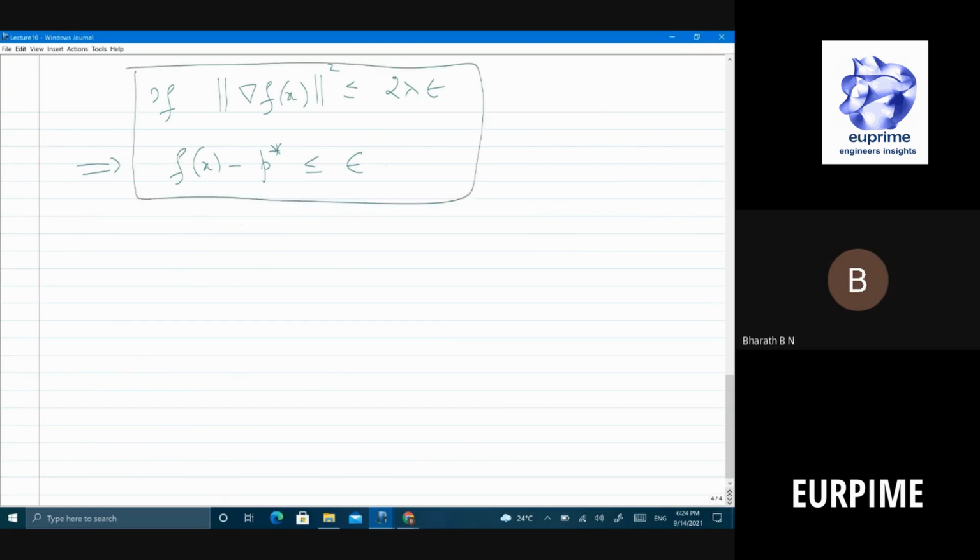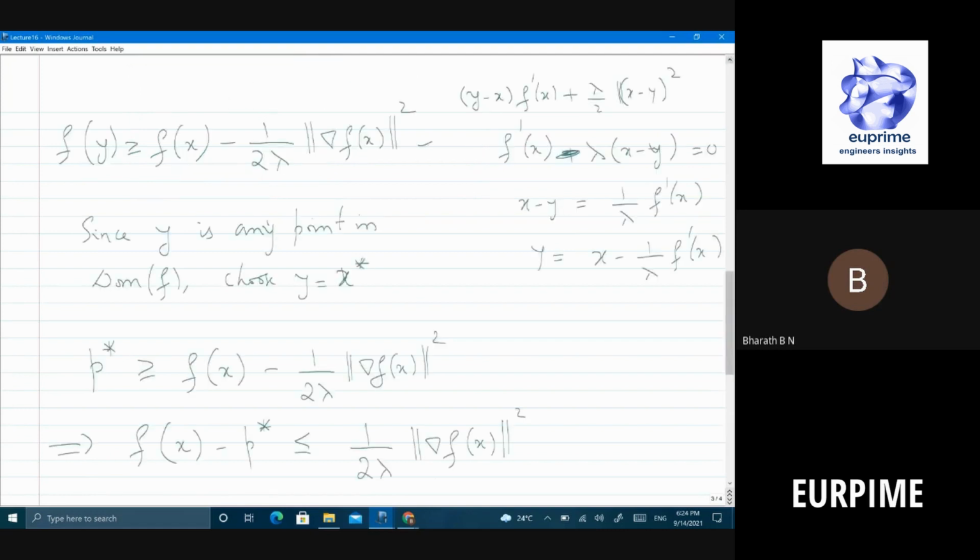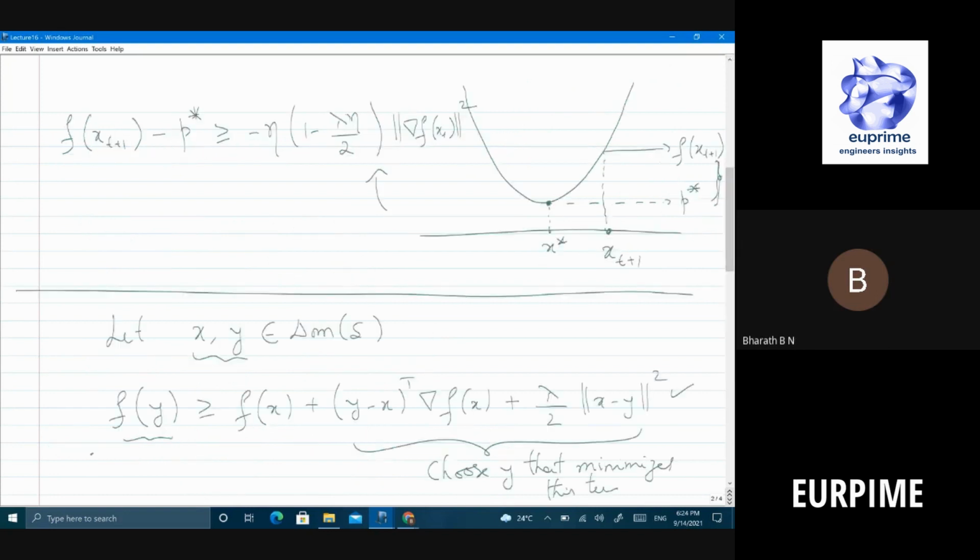So how do I choose? If the gradient is less than 2 lambda epsilon, where did I get 2 lambda epsilon? Because if I substitute 2 lambda epsilon here, 2 lambda cancels and you get epsilon. So the gap is less than or equal to epsilon. This is the gap, right? The gap is small provided the gradient is small. Is that fine, everyone? Any questions? No? Fine.